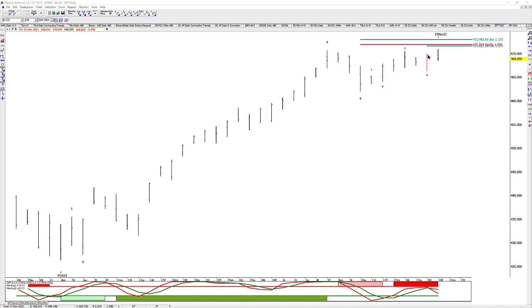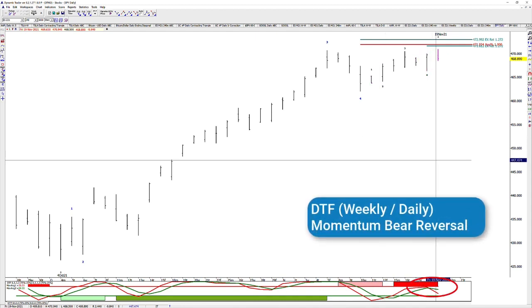But potentially, and this is the thing that was intriguing to me and why it was such a wonderful setup, is that probable 3, 4, and then this wave 5 looked like it was subdividing into 5 waves very nicely. And as of the last daily bar in the chart, let's go down here and see what happened: a daily momentum bear reversal.